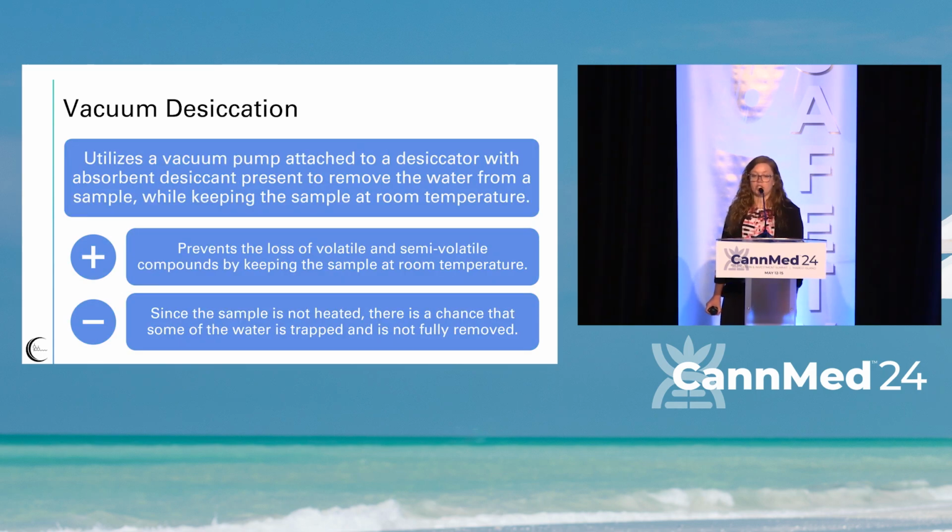Then we have vacuum desiccation. So this is similar to the vacuum oven, except for the fact that we're keeping things at room temperature and we're utilizing desiccant to help dry it out. So a vacuum pump and a desiccator with absorbent desiccant in the bottom, you then place your sample in there and you suck off all of the water. This is great because it prevents all of the loss of those volatile and semi-volatile compounds by keeping it at room temperature, or theoretically should help limit it the most. However, since that sample is not heated, there is a chance that some of this water that's trapped is not going to be fully removed. So we need to take that into consideration as well.